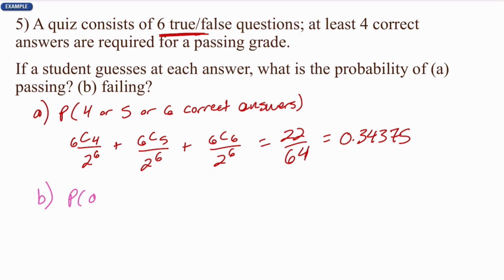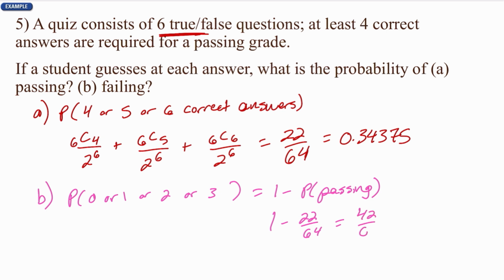For part B, the probability that they are failing, well, you could do the probability of 0 or 1 or 2 or 3 correct. You have four different ones, 0, 1, 2, or 3. Or you can actually do the complement. That's going to be 1 minus the probability of passing. So that's going to be 1 minus 22 out of 64, which is 42 out of 64, which is equal to 0.65. I went to more decimal places because it was exactly this number.